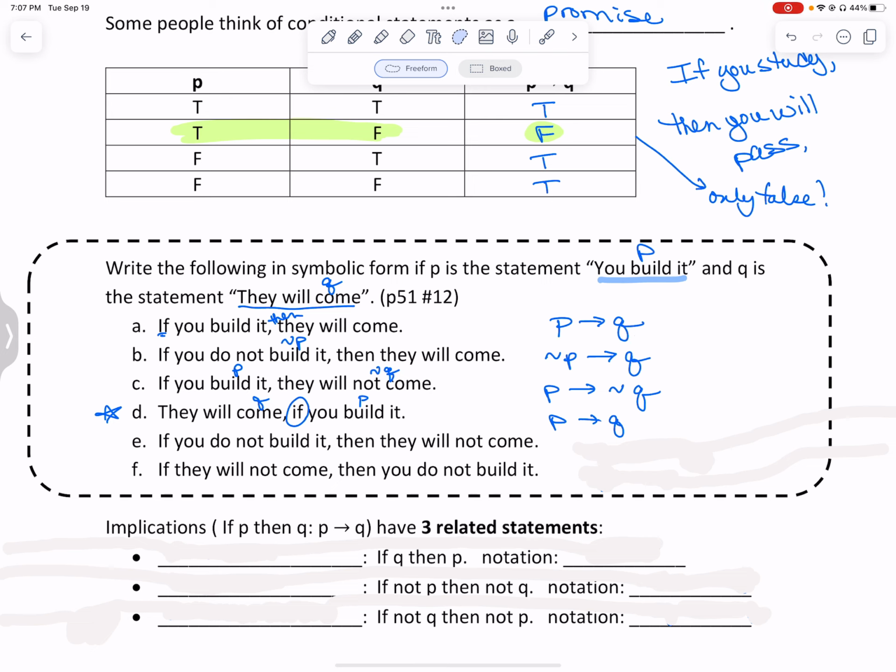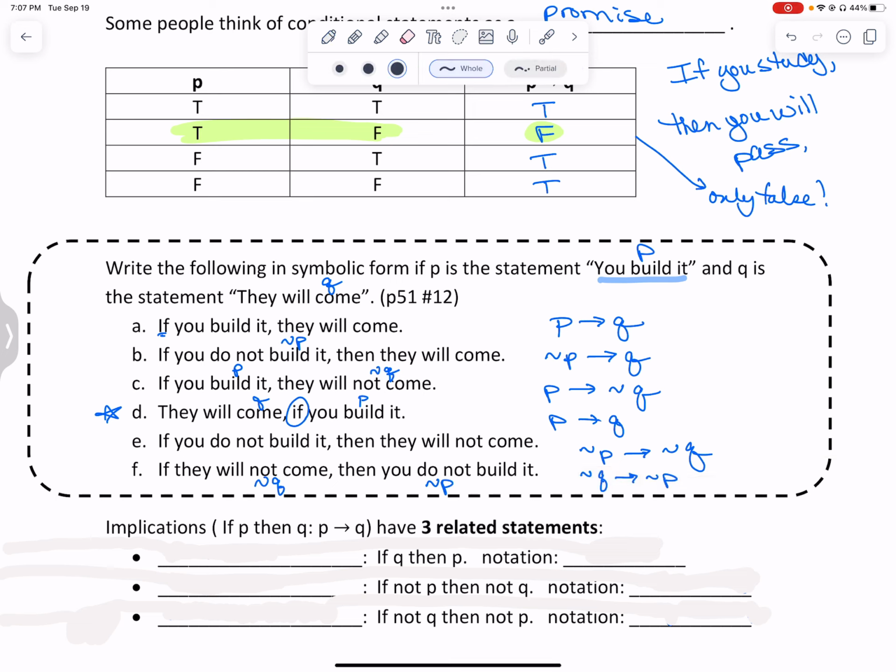Okay, it's just they wrote it in a different order, but the if is still if you build it. And the second part is they will come. If you do not build it, that's the negation of P, they will not come. That's the negation of Q. So not P, then not Q. Or if they will not come, notice not come, that's my Q, okay? So if they will not come, then you did not build it.